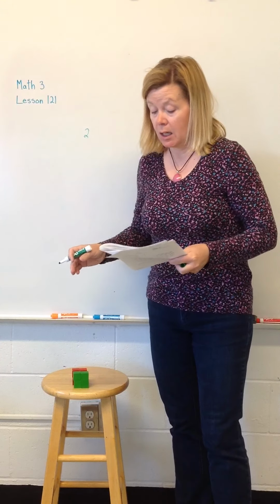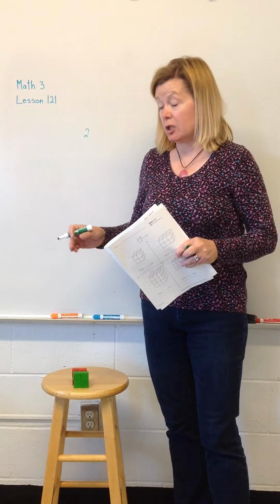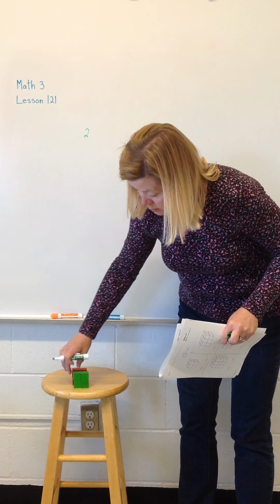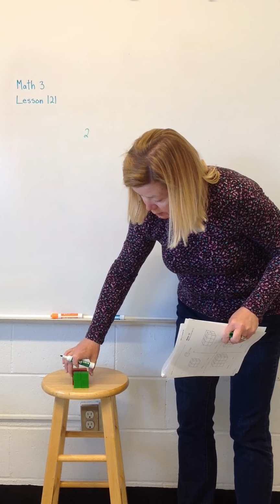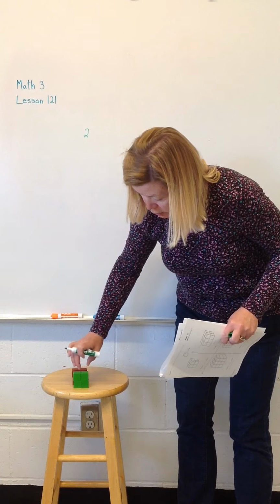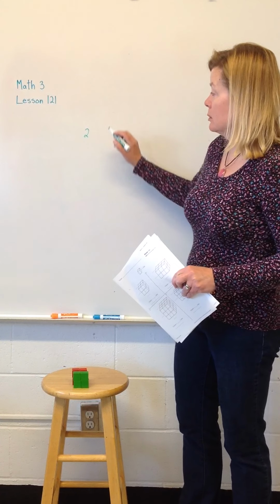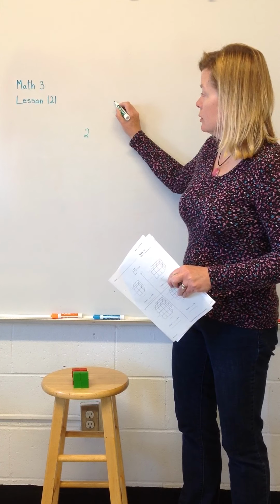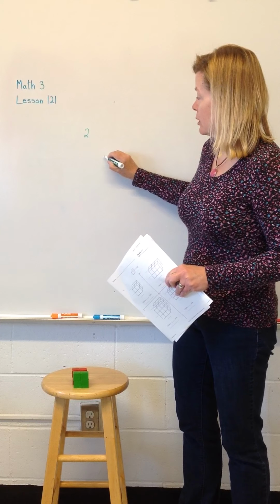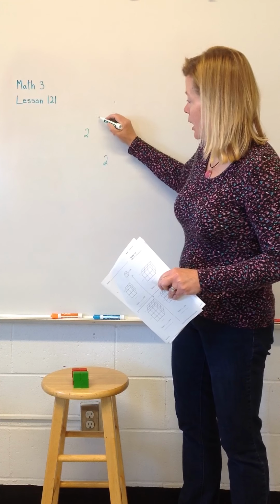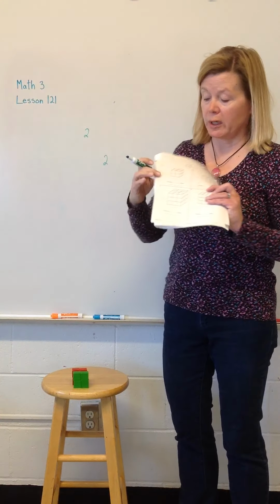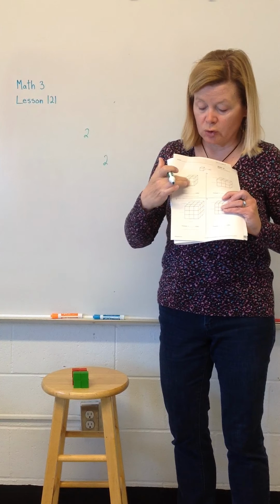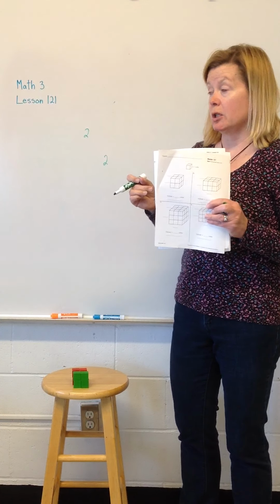How many cubes are in each row? So remember, this is a row. So there are 2 cubes in each row. So you're going to write a 2. Oops, I was going in the wrong spot. The bottom. Right here. Because there are 2 in each row. Just like when we label an array.